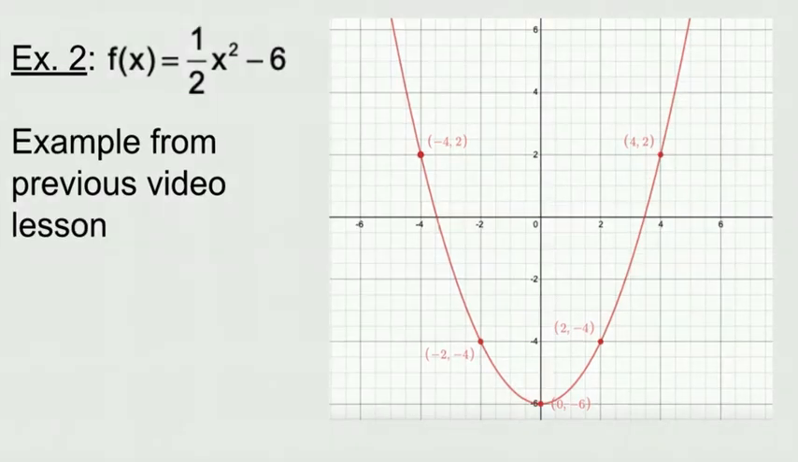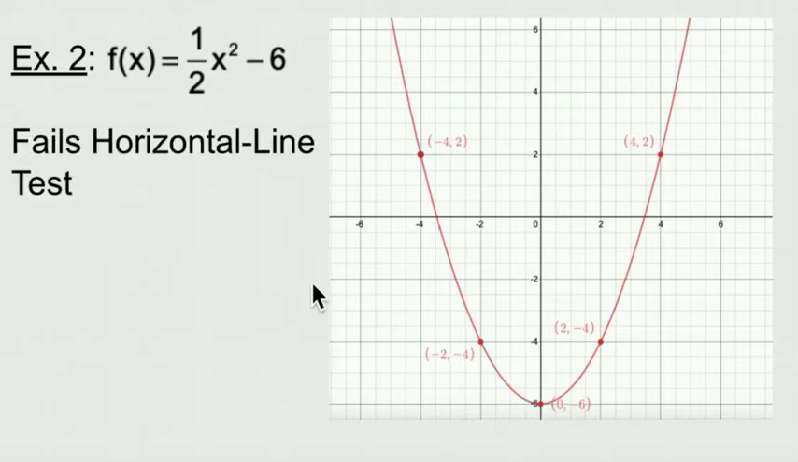This example 2 is actually the same example that Mrs. Browning did with you in the first part of the 4.5 lessons. So there's really no need to jot down everything. All you really need to jot down is this equation, example 2, f of x equals 1/2 x squared minus 6. And remember what Mrs.